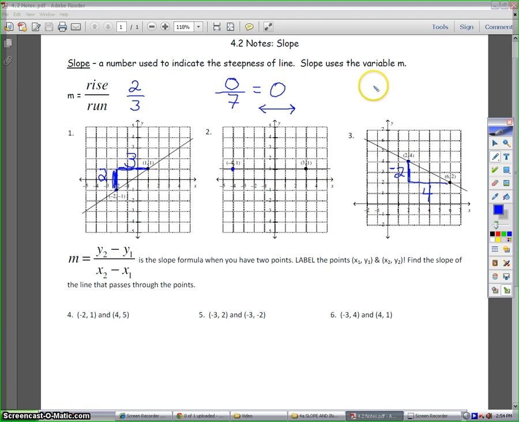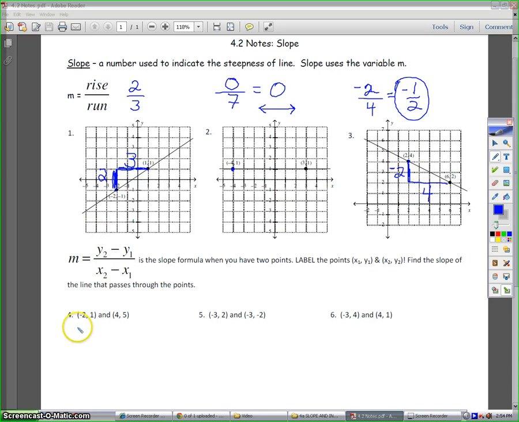So my rise over run, or my slope, is going to be negative 2 over 4. This is not a reduced fraction. We do want to reduce our slopes, so negative 2 over 4 can reduce to negative 1/2 because I can divide both of them by 2. So my slope is negative 1/2.